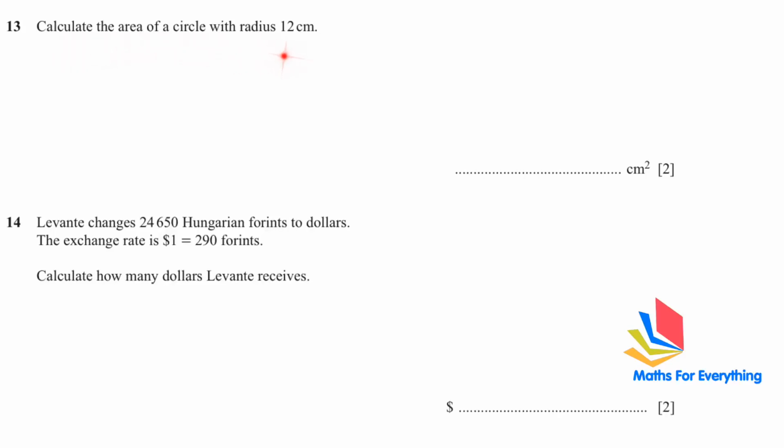Calculate the area of a circle with radius 12 centimeter. Area of a circle can be found by using the formula pi r square. The radius has already been given to us. We just put this in the calculator. And the answer is 452.389. You can round it to a whole number or one decimal place.